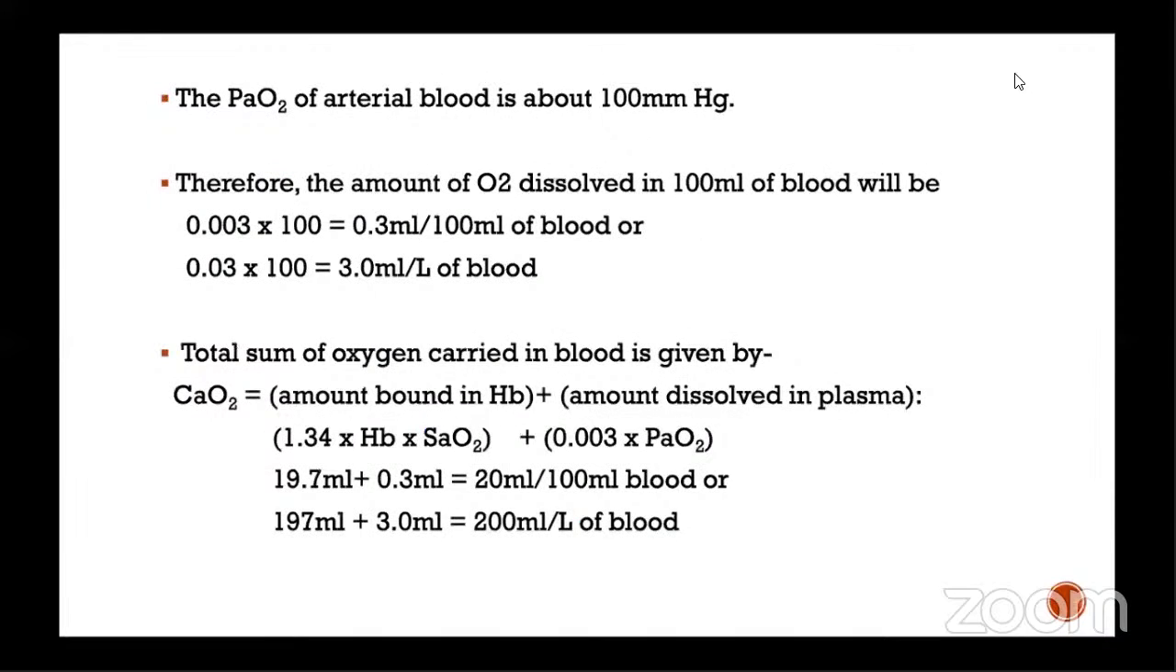This will lead us to about 3 mils of oxygen per liter of blood. Then if we add it to the 197 mils we got from the hemoglobin, that gives us an oxygen content of 200 mils per liter of blood.